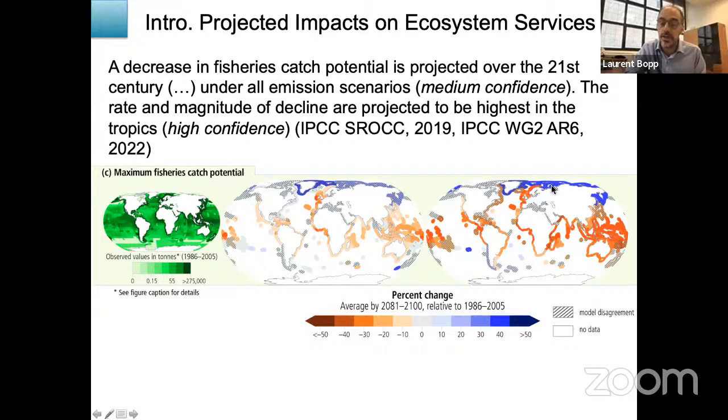And to do those projections, we need climate models, of course, but we also need biogeochemical models that are key tools to translate the climate information into marine ecosystem projections. So that's what I want to describe in the coming slides. Again, describing very quickly the type of models we use in climate projections.